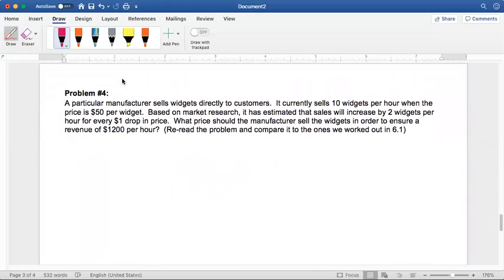which takes us to the third and final problem here, where we have a word problem. And this is quite a common type of problem. A particular manufacturer sells widgets direct to customers. I don't know what a widget is. It doesn't really matter what it is. It currently sells 10 widgets per hour when the price is $50 per widget. So when the price is $50, they can sell 10 widgets per hour. Based on market research, it's estimated that sales will increase by 2 widgets per hour for every $1 drop in price. So what price should the manufacturer sell the widgets at in order to ensure a revenue of $1,200 per hour?